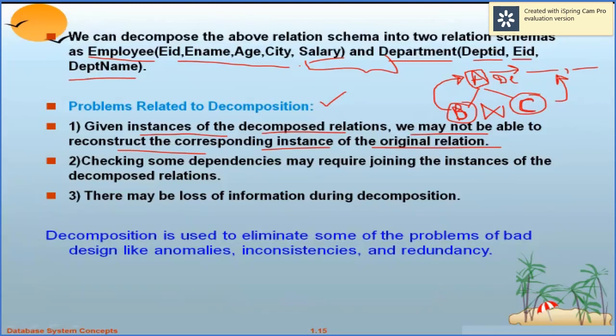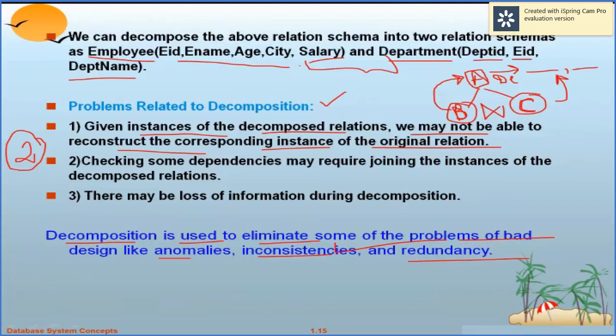Let me repeat. Your first problem is, when you join the decomposed tables again, you may not get your original table because some attributes might be missing. And the second one, if you join both the tables, some of the functional dependencies of the main table would have vanished. So these are the two problems that you need to overcome while undertaking the decomposition process. Now look into the last sentence: decomposition is used to eliminate some of the problems of bad design like anomalies, inconsistencies, and redundancy.